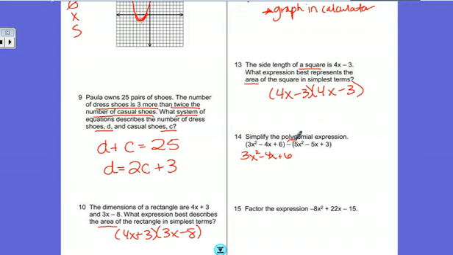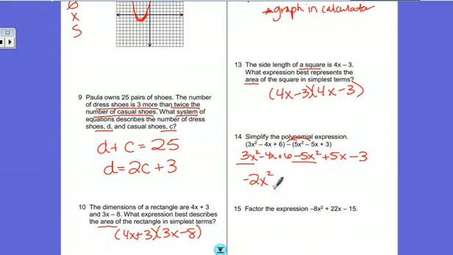And then I'm going to distribute this negative. A negative times a positive is a negative. A negative times a negative is a positive. A negative times a positive is a negative. And then we combine our like terms. 3x squared minus 5x squared is negative 2x squared.